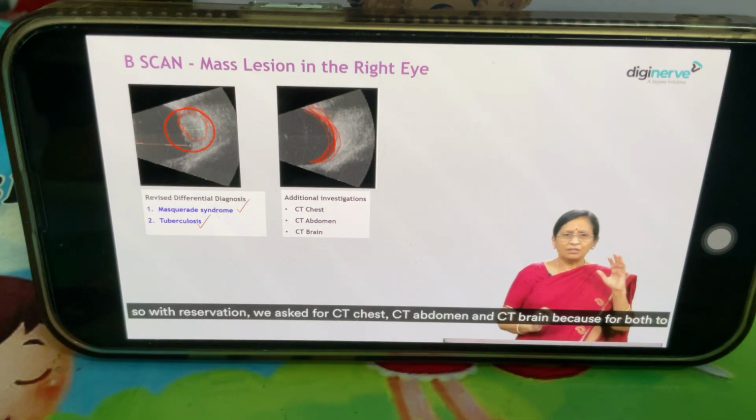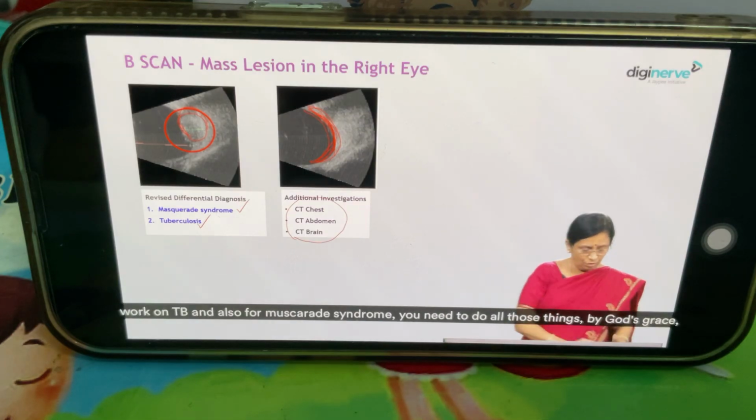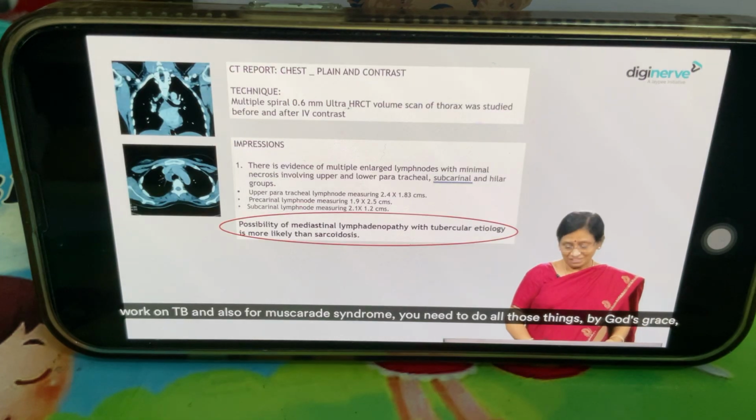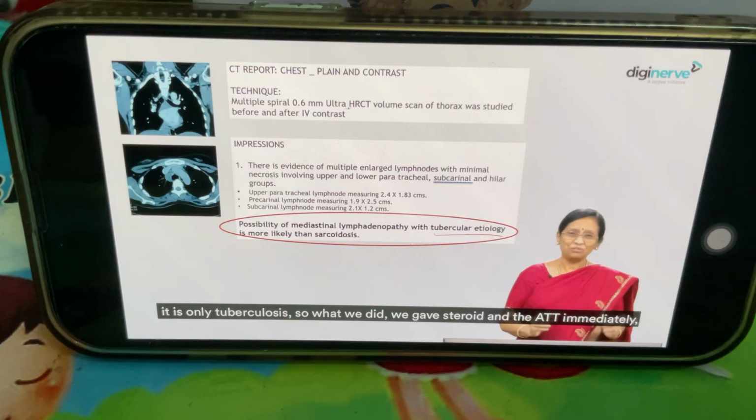So, with reservation, we asked for CT chest, CT abdomen, and CT brain. Because to work up for TB and also for masquerade syndrome, you need to do all those things. By God's grace, it was tuberculosis. It was not cancer. It was not masquerade. It was not metastasis. It is only tuberculosis. So, what we did, we gave steroid and ATT immediately.